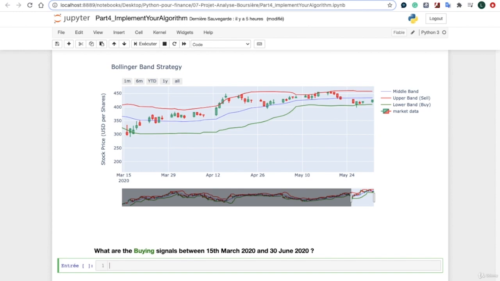15th of March and 27th of May 2020. Execute it as a text.